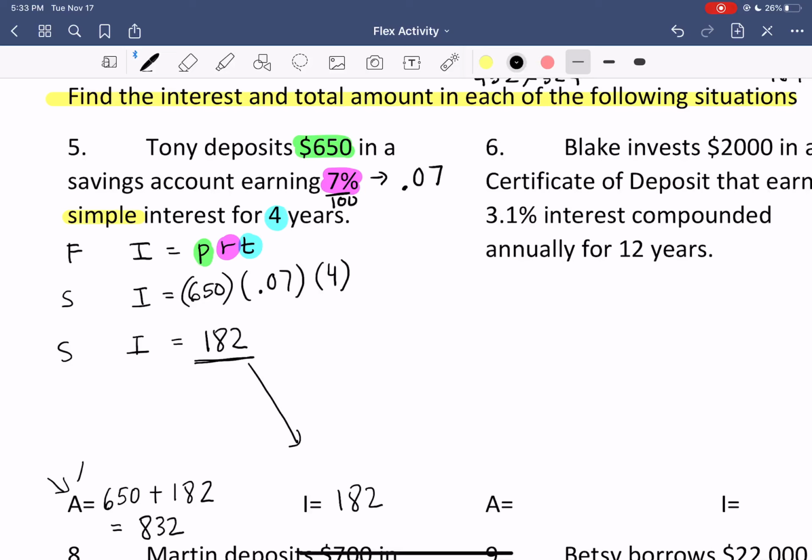So A stands for total amount, right? A, total amount.